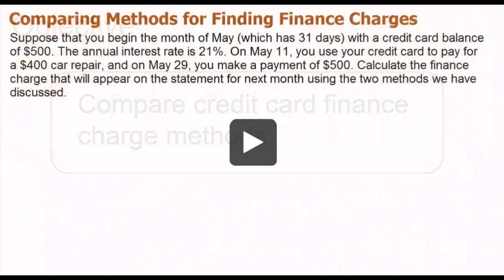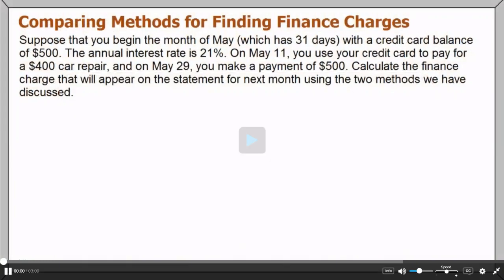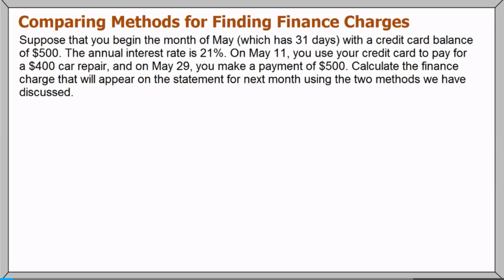And in the last example for this section, let's compare those two methods for finding finance charges. Let's look at an example comparing methods for finding finance charges. Suppose that you begin the month of May, which has 31 days, with a credit card balance of $500. The annual interest rate is 21%. On May 11, you use your credit card to pay a $400 car repair, and on May 29, you make a payment of $500. Calculate the finance charge that will appear on the statement for next month using the two methods that we have discussed.